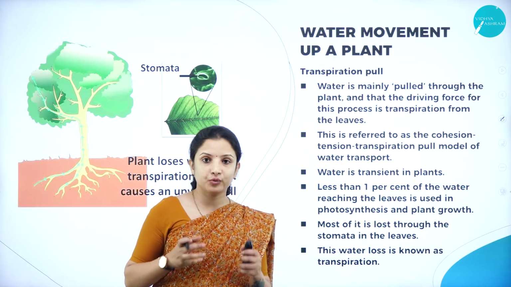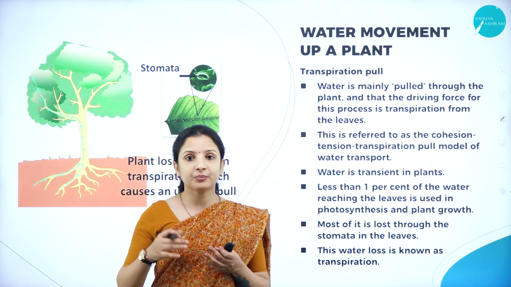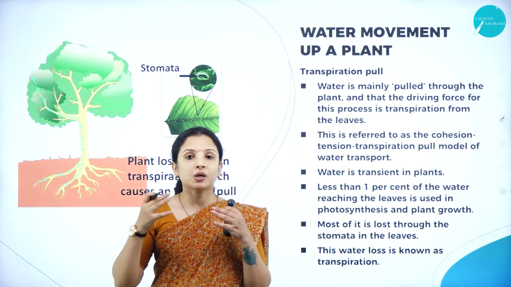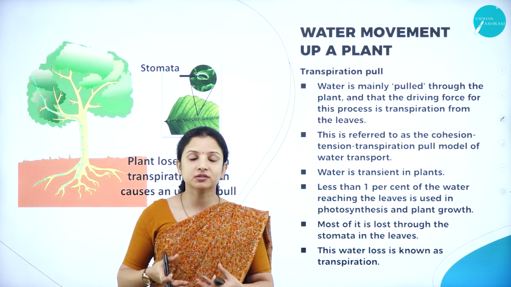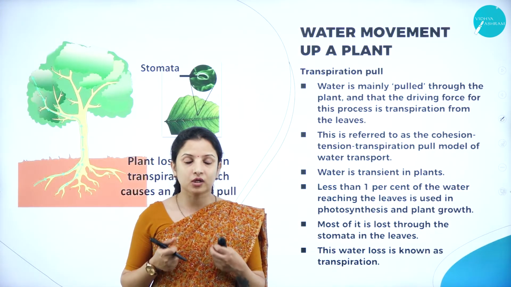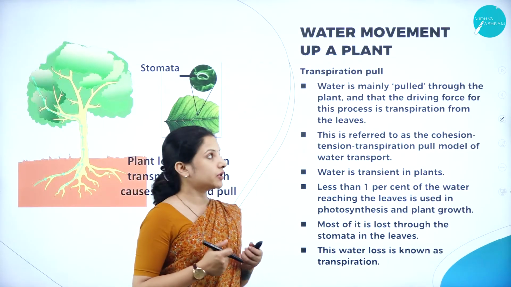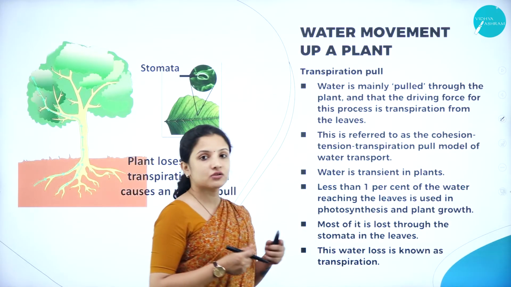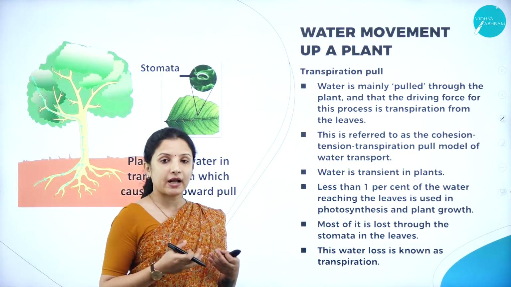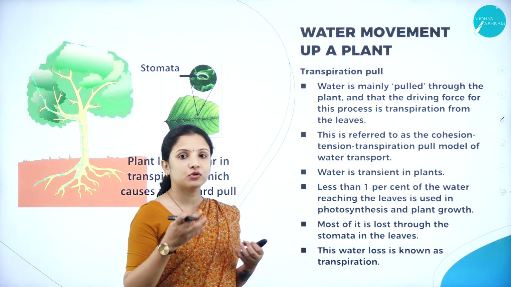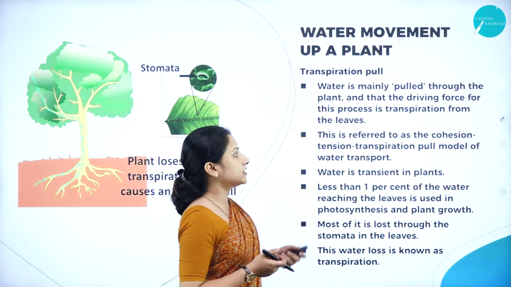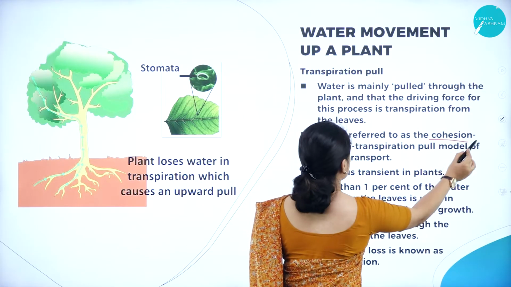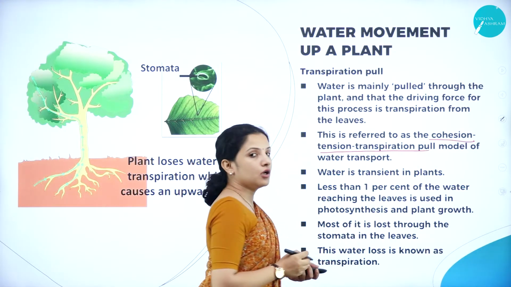So what is this transpiration pull? When water is lost from the plants during transpiration, a pressure will be created for the suction of water from the base of the ground. That is the transpiration pull. Water is mainly pulled through the plant, and that driving force which allows the plant roots to pull water and transport it to the leaves is called the transpiration pull, and therefore this is referred to as the cohesion-tension transpiration pull. What is cohesion?